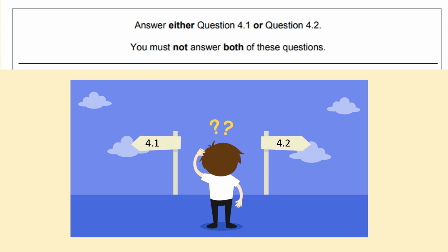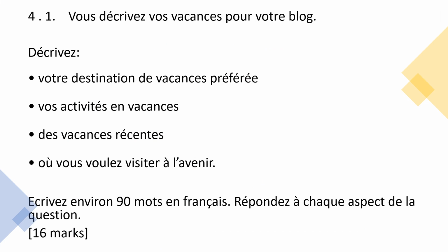Okay, once you've chosen the question that you're going to do, we need to have a little look at it in a little bit more detail. Very often, the rubric at the top says vous décrivez vos vacances, or votre famille, or votre école pour votre blog. You can generally ignore this line. It's talking about you're going to write about your holidays, about your school, about your family for your blog or to your French friend or anything like that. It's just telling you they're going to write something.